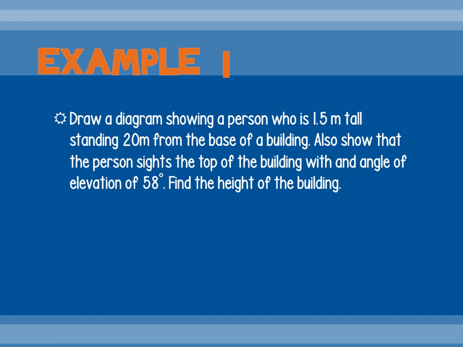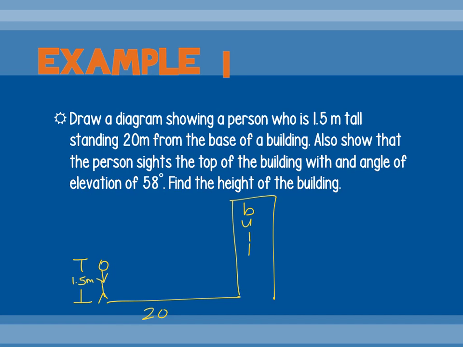All right, so if I have a person who is 1.5 meters tall, and they're standing 20 meters from the base of a building. Show that the person sights the top of the building with an angle of elevation of 58 degrees. So from this person's eye level up is 58 degrees. And it says find the height of the building.